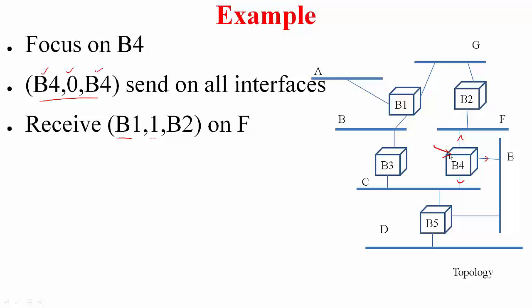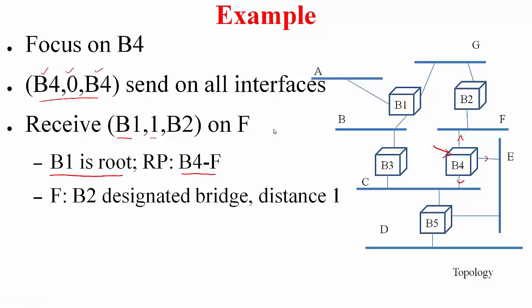The question is, what does B4 do when it receives this configuration message? So B4 immediately knows that it is not the root because B1 has the smaller ID, so it accepts B1 as the root, and since it can reach B1 via B2, it will designate this port F as the root port. Based on this message, it will also conclude that it is not the designated bridge for F because this message was received on F, which means F is interconnected to B2, thereby it is better for F's packets to go via B2. In other words, B2 is the designated bridge for F, thereby B4 is not going to act as the designated bridge for it.